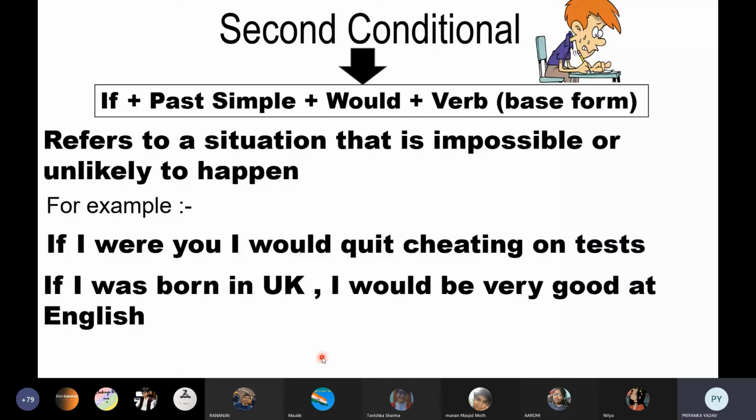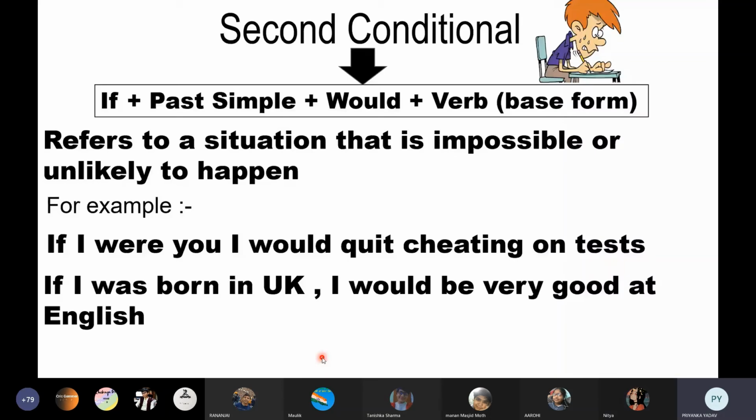For example 1, if I were a butterfly, comma, I would fly. So here the condition is if I were a butterfly. I cannot be a butterfly. I'm a human being. So the statement is totally an imaginary statement. It cannot be true in present or in future. Okay, it is totally a hypothetical situation.